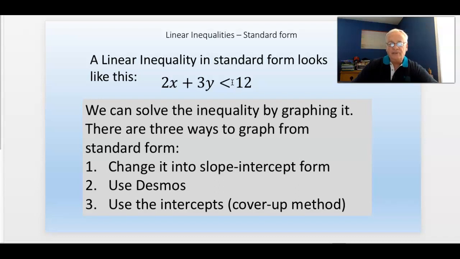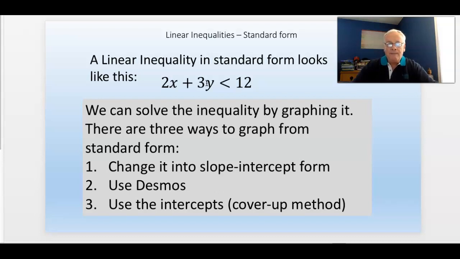Now, there's different ways to solve it. If we want to graph it, which is how you solve it, number one, we can change it into slope-intercept form. You can solve for y and get the y on one side of the equal sign, or one side of the inequality sign, and everything else on the other side. You can do that. That makes it easy to graph, and it makes it easy to tell which way to shade.